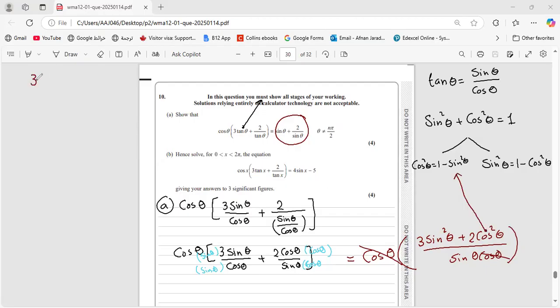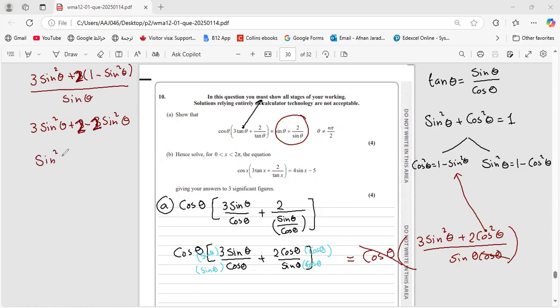Okay, it will be 3 sine square theta plus 3 multiplied by 1 minus sine square theta, divided by sine theta. Expanding this one, 3 sine square theta plus 3 minus 3 sine square theta. This one too, I'm sorry, this one too, so plus 2 minus 2. 3 sine square minus 2, which is sine square theta plus 2, divided by sine theta.